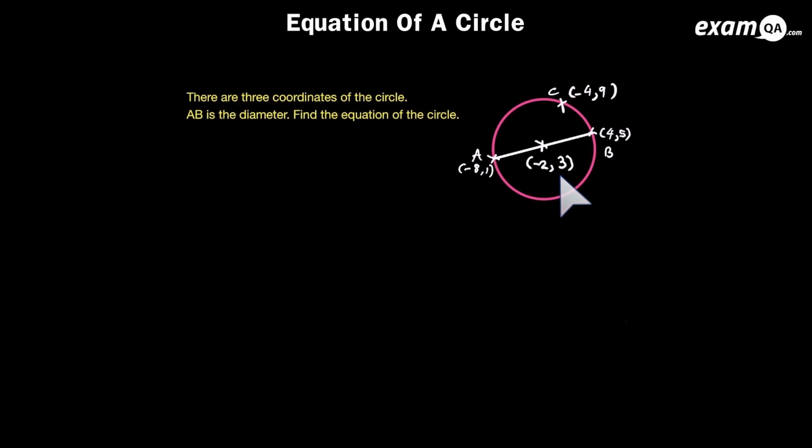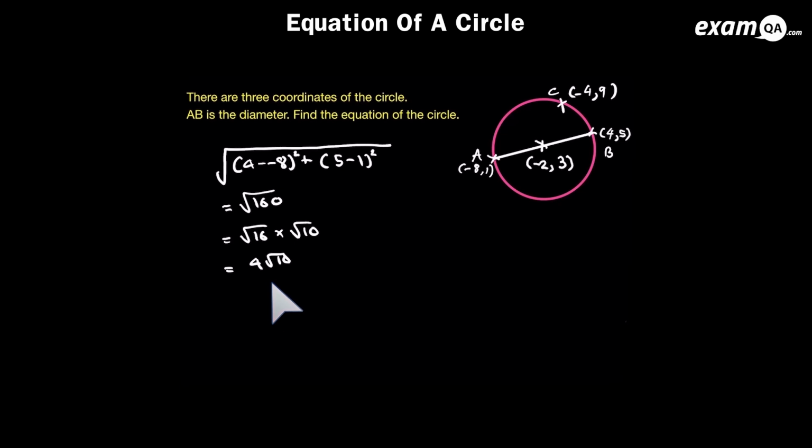Now, to work out the radius, which is the other thing we need to get the equation of the circle, we can either work out the distance between A and B and half it, or just simply work out the distance between the center and A, or the center and any of the 3 points on the circle. I'm going to work out the distance between A and B and just half it, because I know the points I'll be using were given by the question and they're definitely correct.